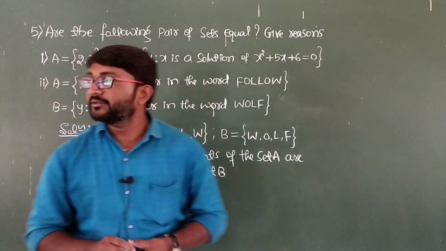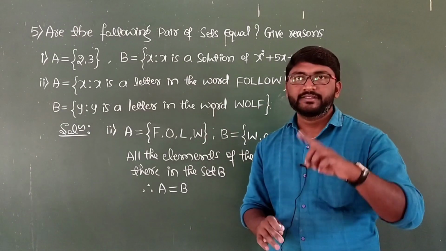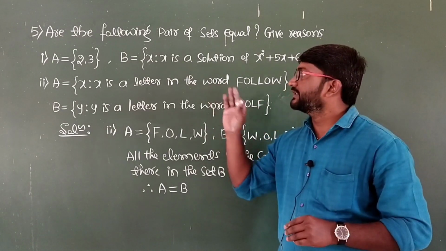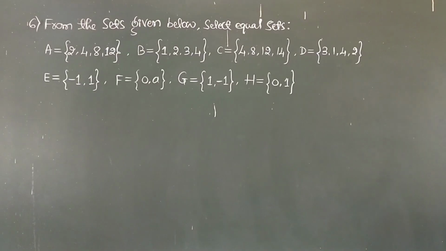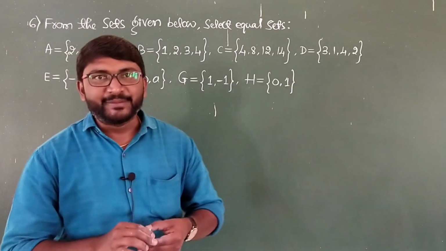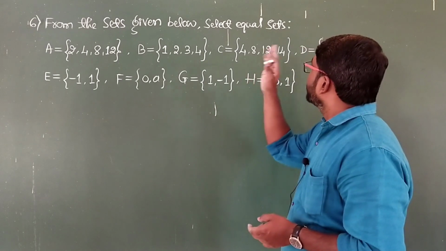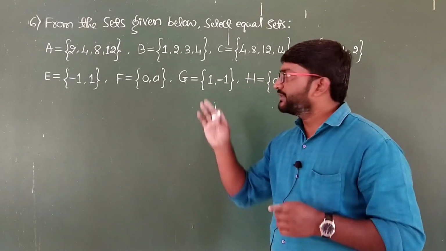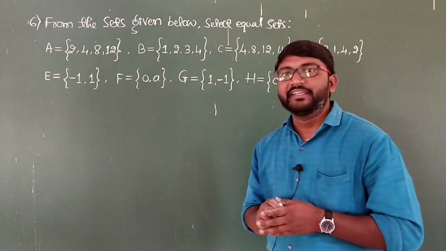So this is all about the fifth main question. Note down this and then we'll take up the sixth main, and that is the last question in the exercise 1.2. Well, the sixth main question it is, from the sets given below, select equal sets. So here he has given overall 8 sets and we have to select the equal sets.